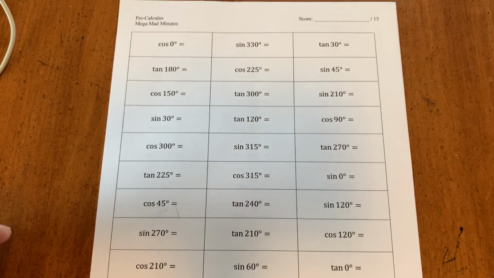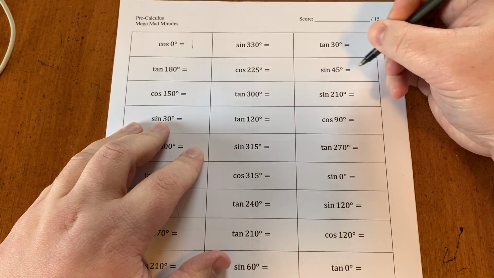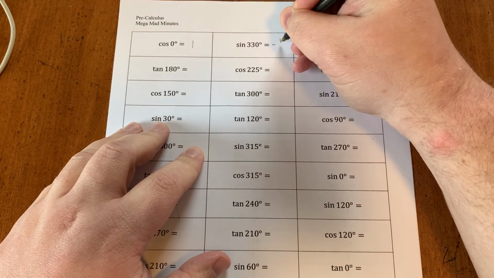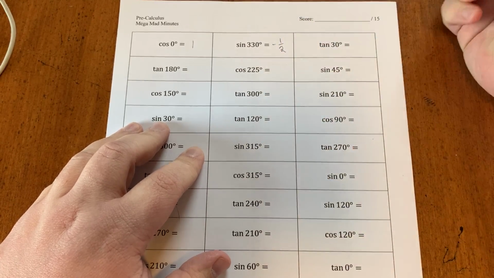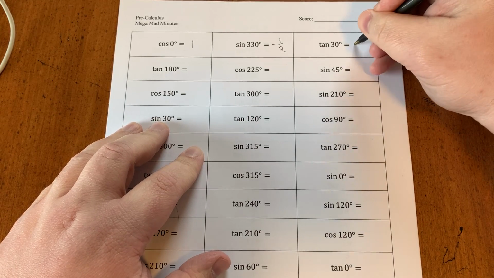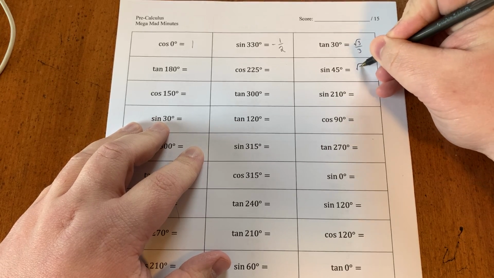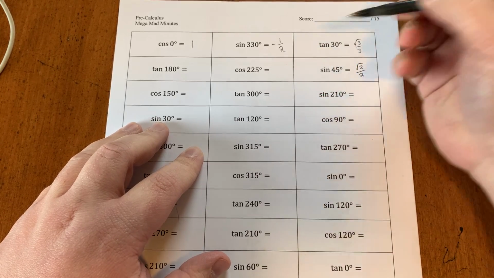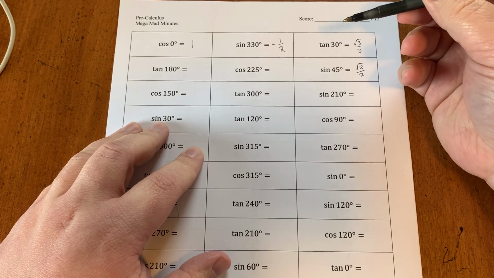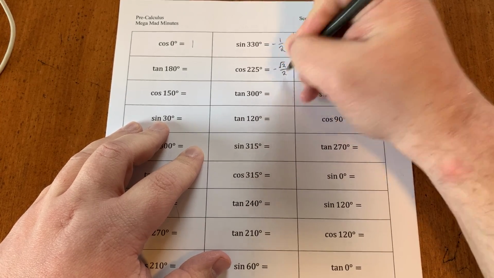But here we go. So cosine of 0 is 1. Sine of 330 is negative 1/2, because that's like a 30-degree angle in the fourth quadrant. Tangent of 30 is root 3 over 3. Sine of 45 is root 2 over 2. Cosine of 225 is like a 45-degree angle in the third quadrant, so it's negative root 2 over 2.